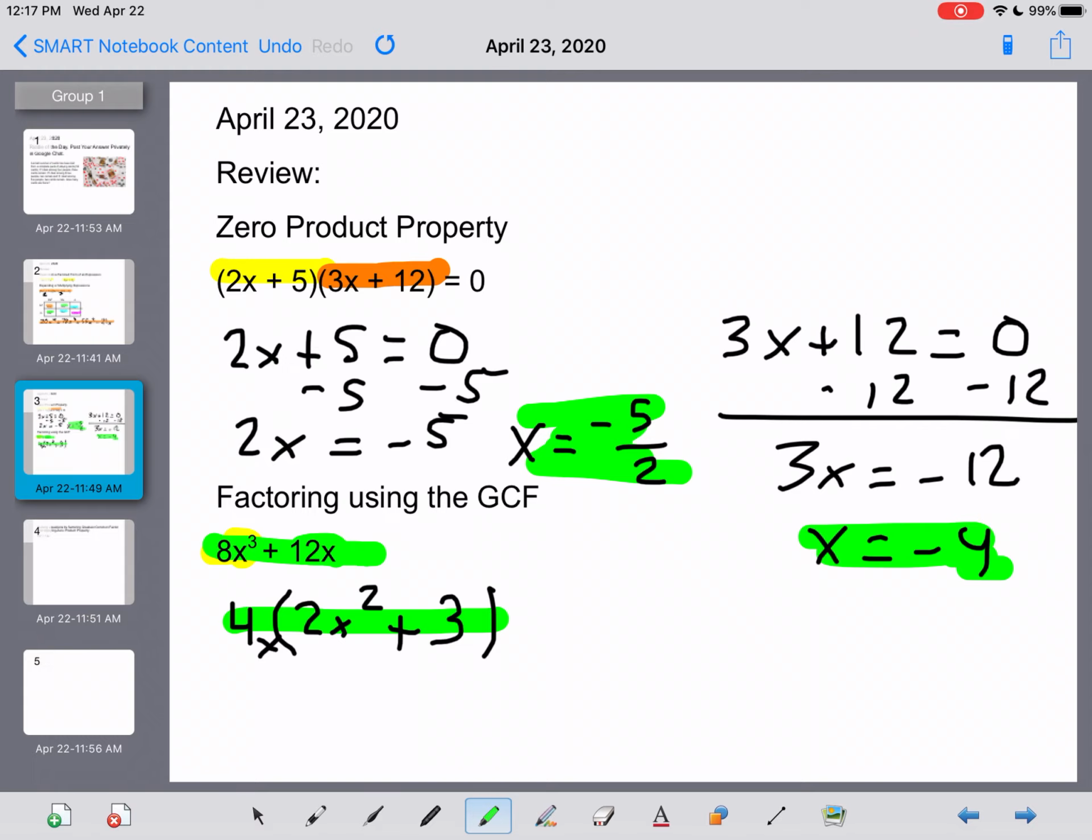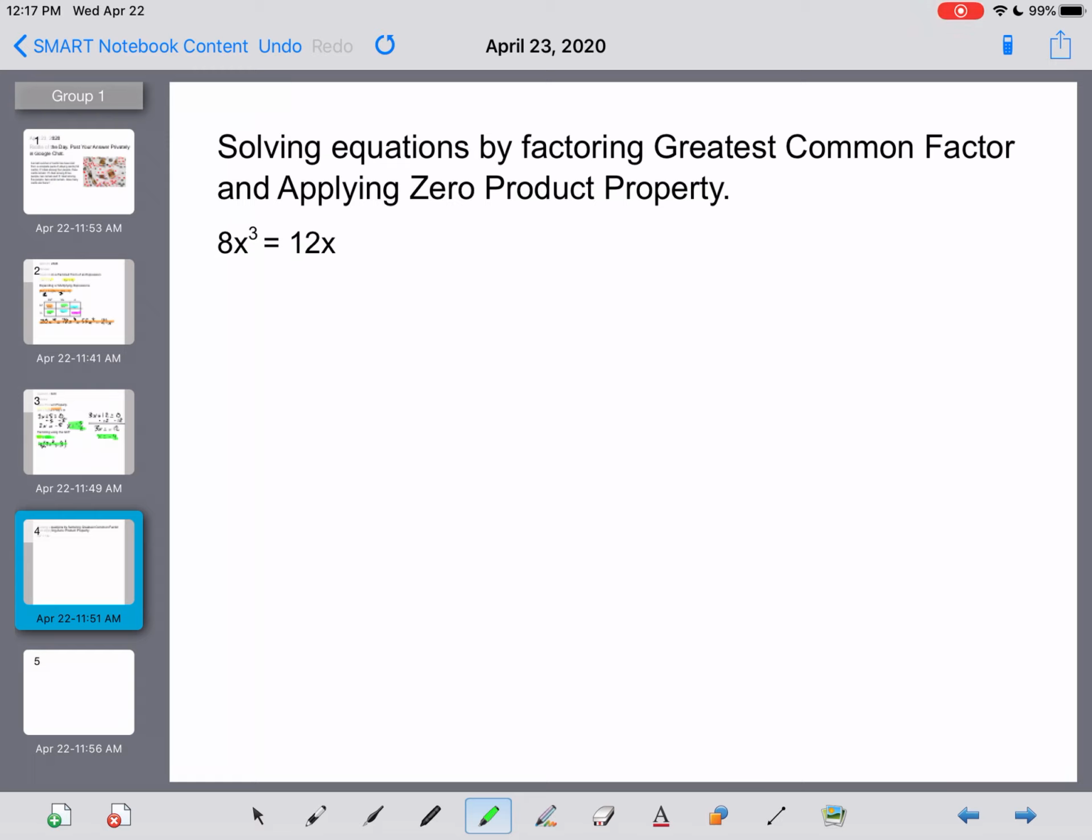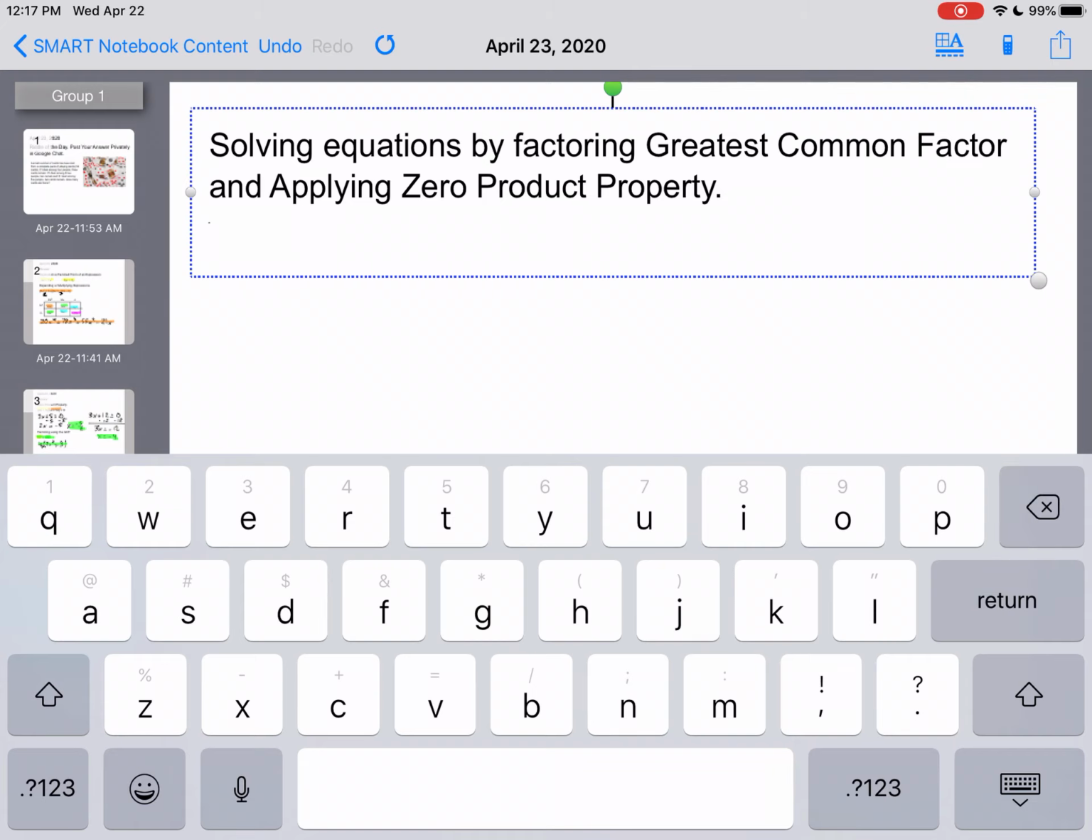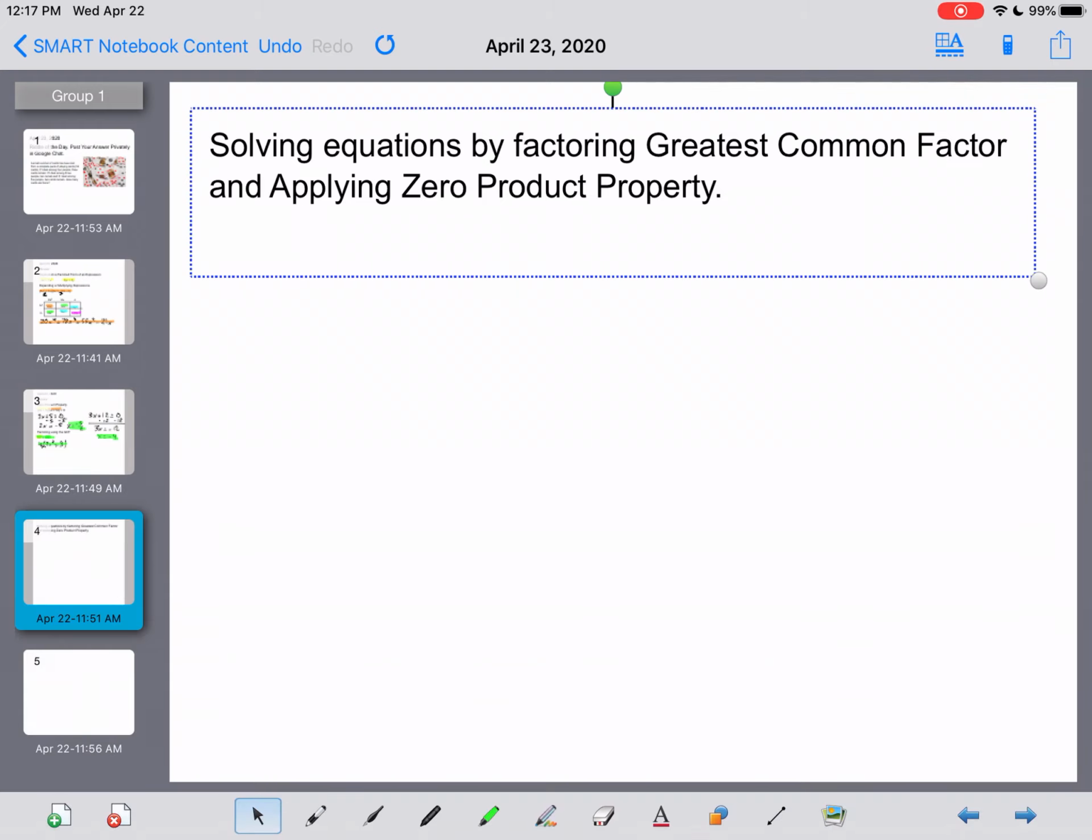Let's move on to the final part of this. I'm actually going to change the equation on this one. I don't like this equation. All right, so now we're going to solve equations by factoring out the greatest common factor and then applying zero product property. So now we're using factoring and ZPP, or zero product property, to solve an equation. So here is an equation.